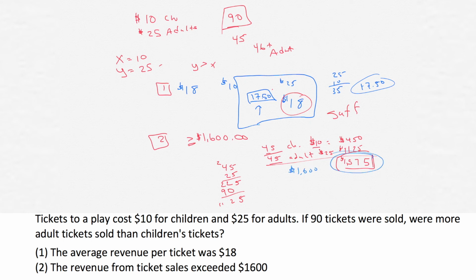So if it was exactly half and half sold, then we would have had $1,575. But the fact that there was more money than that means we must have sold more adult tickets than kids tickets. That way we can get that revenue up. If we sold more kids tickets than adult tickets, it would go down from that exact average. If we sold more adult tickets, it would go up. And we want it to go up because it says here that the total revenue exceeded $1,600. So if that's the case, then number 2 is sufficient. It looks like both 1 and 2 are sufficient, so the answer is D. When they're both sufficient, then the answer is D.